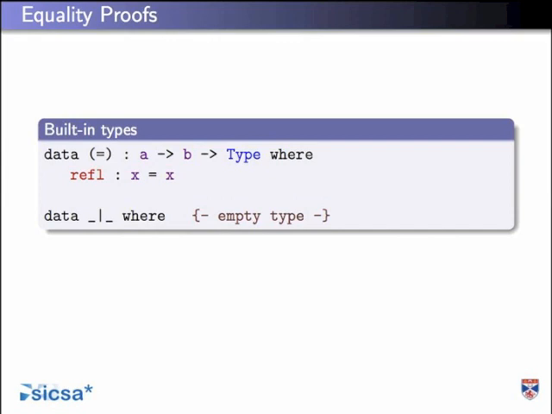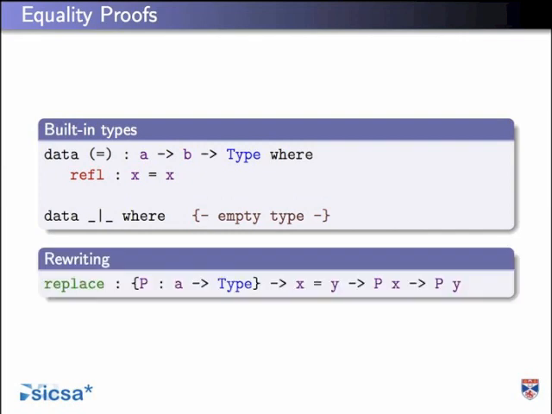We also have an empty type, where I've attempted to ASCII-artify bottom there. This is a proof of false. If you ever make one of these, then hopefully you've got a contradiction somewhere, because otherwise you're in trouble. So the only way you'll ever build one of these is by having two things that are unequal.